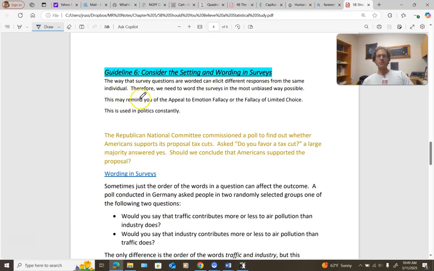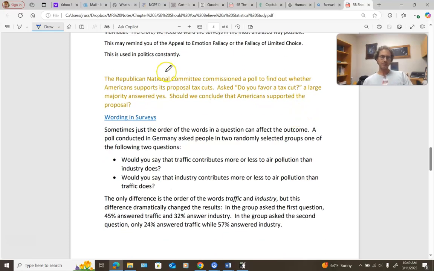This may remind you of the appeal to emotion fallacy, or the fallacy of limited choice, right? When we ask somebody about something, but we only give them limited choices, or we somehow appeal to emotion. And this is used in politics constantly. So here's an example.